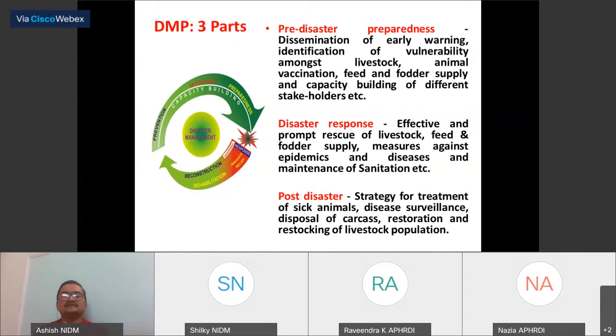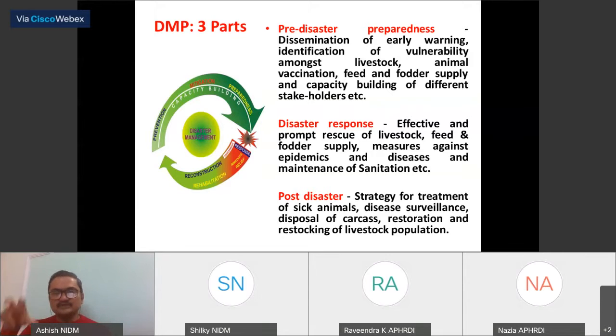This pre-disaster preparedness talks about how we disseminate early warning systems, then identify vulnerability among livestock, animal vaccination, how we have to go about that, how to provide feed and fodder during the time of crisis, and how to enhance the capacity building of the local community who are going to take care of the livestock.